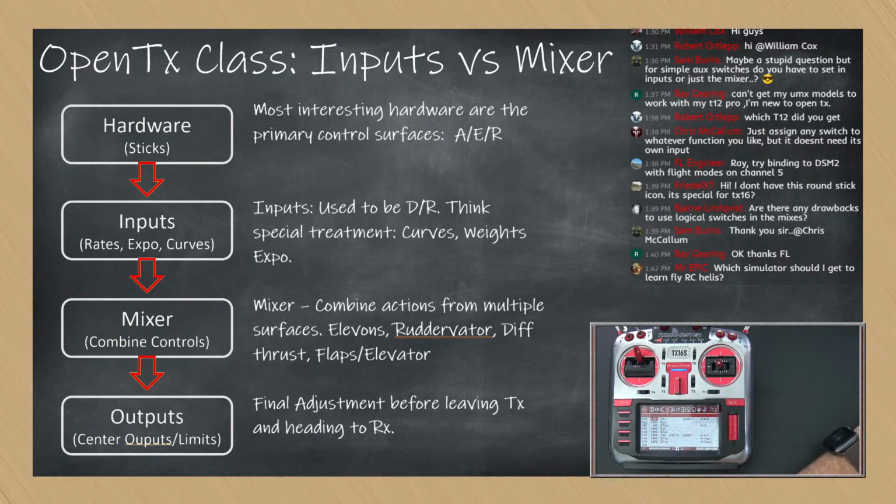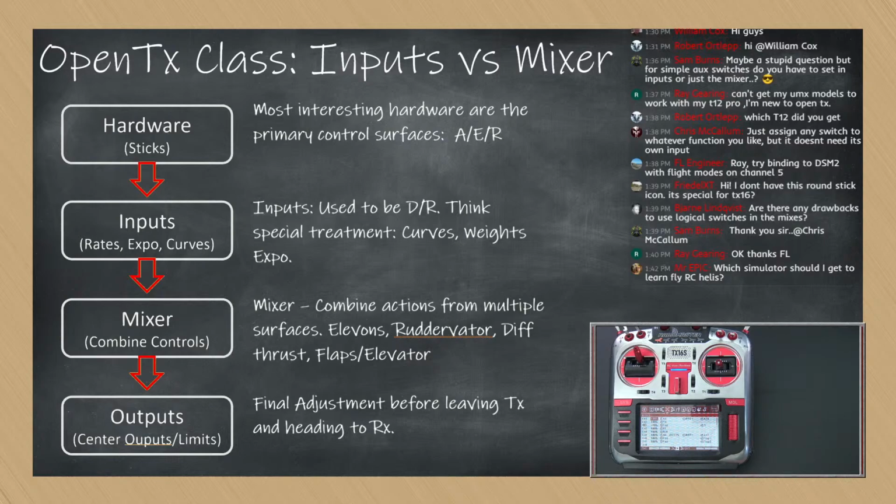So, not a stupid question. I get that question all the time. All right, Ray Gehring says he can't get his UMX models to work in his T12 Pro and he's new to OpenTx. Ray, you should hop on Discord. Someone should be able to help you there. I'm not a UMX, Spektrum, or Horizon expert, and I have no UMX plane, so I don't have any experience to offer, but I'm sure someone there can help you.